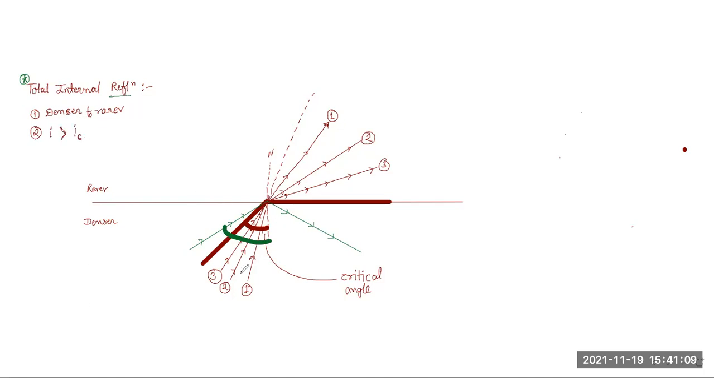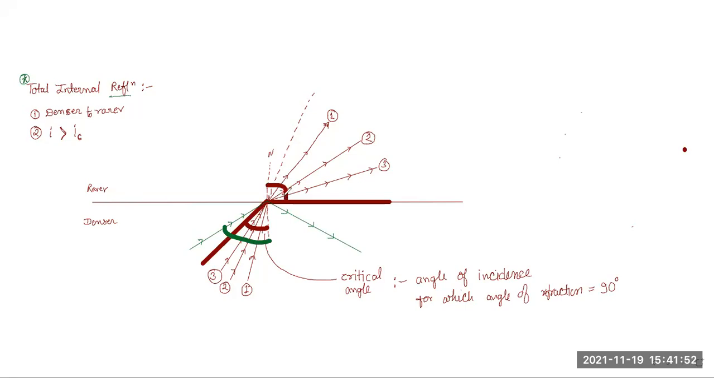Then what is critical angle? Again, we can say that critical angle is basically an angle of incidence for which the angle of refraction is equal to 90 degrees. Check the critical angle, the one which is in bold line. This is the critical angle. For that critical angle, check what the angle of refraction is.